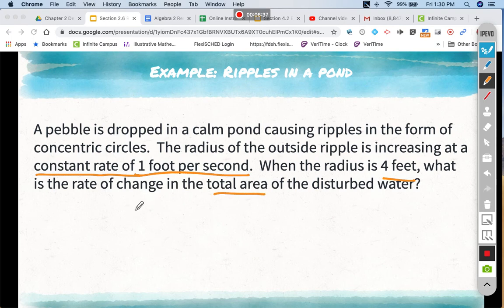Because if you think about that, as the radius gets bigger, the area is going to increase faster and faster. But you think about that. You throw a pebble into the water, the radius increases at a constant rate. So we need to relate the radius to the area, and we know we have circles. So I'm going to start with the formula for the area of a circle: A equals pi r squared.